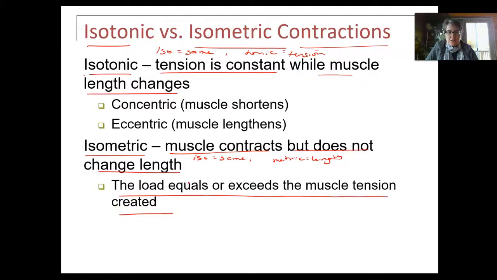All right, so let's talk about this, but now let's go back to isotonic. So tension is constant, muscle length changes. I can either have concentric contractions, where the muscle shortens, or eccentric contractions, where the muscle lengthens.